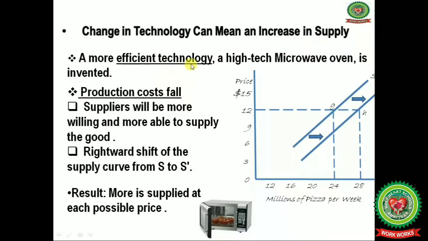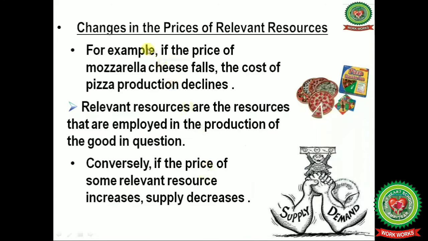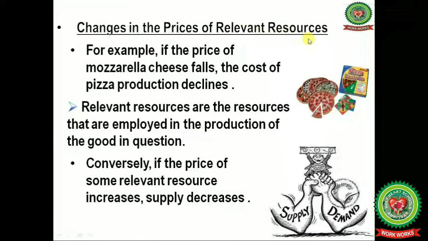A more efficient technology like a high technology microwave oven is invented. Production cost falls. Suppliers will be more willing and more able to supply the good. Rightward shift of the supply curve, that is from S to S prime, and the result is more is supplied at each possible price. Next one is change in the prices of relevant resources.